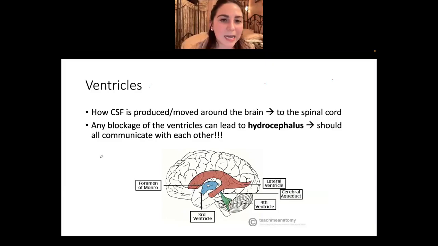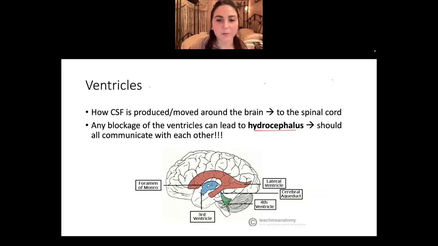And I put here that any blockage of the ventricles can lead to something called hydrocephalus. I have a few slides on hydrocephalus because this is one of those pathology states that's associated with anatomy. Hydrocephalus just means your head gets really big. And the reason, think about it, is that you have this fluid in your brain that has nowhere to go because it can't move around in the brain. So it just builds up, and then the head gets bigger and bigger and bigger.